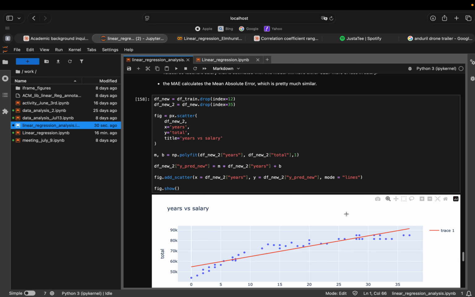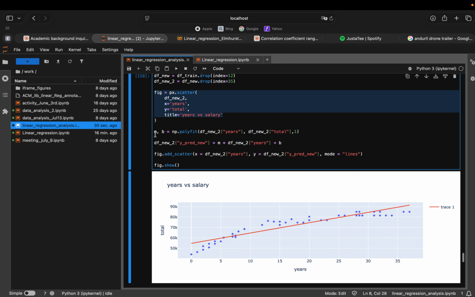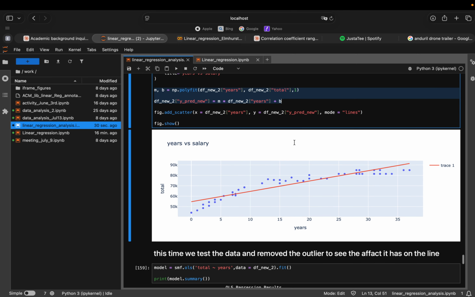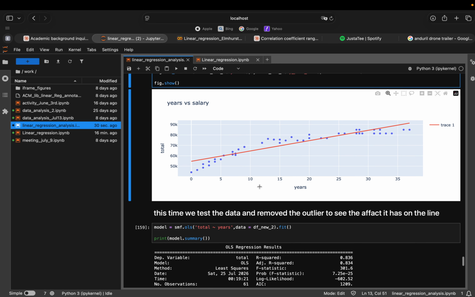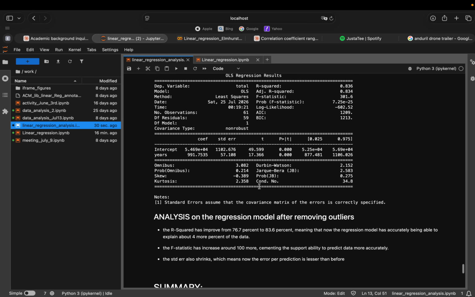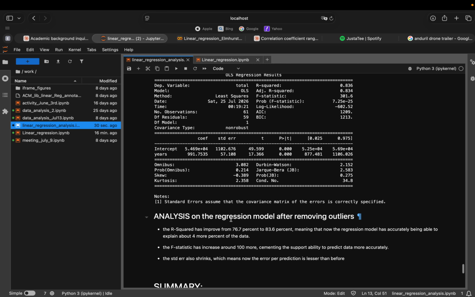Afterward, I try and remove the two outliers with this line right here. I draw the scatter plots again. I made a new regression line, and I visualize the data. So this is the regression model after removing the outliers. And so I did the model summary again, and the R squared improved from 76 to 83, so it's more accurate. The F statistic has increased, which also supports the model's ability to predict data more accurately, and the standard errors also shrink.